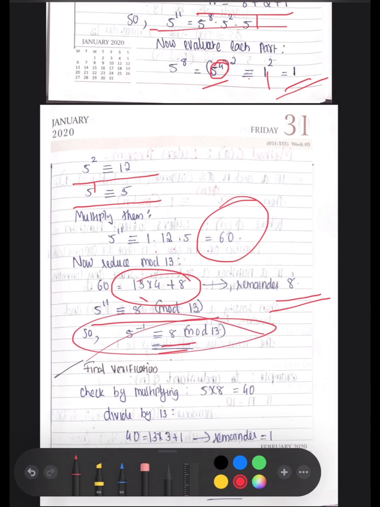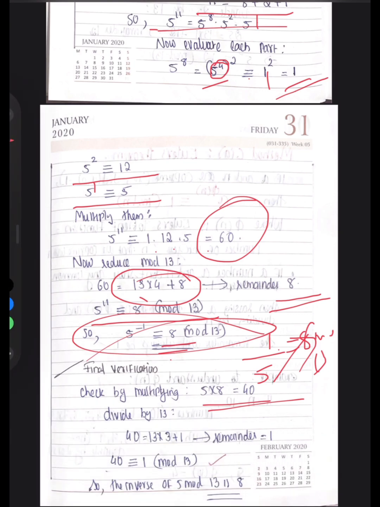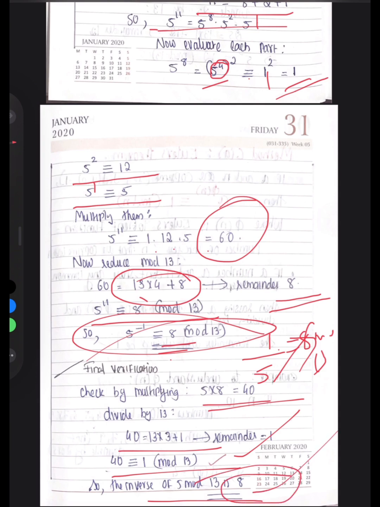Now the verification process: check 5 into 8. That means 5 raised to minus 1 is represented as 1 by 5, which is equal to 8 mod 13. So we multiply 5 into 8, that is equal to 40. 40 is 39 plus 1, and 39 is divisible by 13. So the remainder becomes 1. So 40 is congruent to 1 mod 13. So the inverse of 5 mod 13 is 8. So our equation is correct.